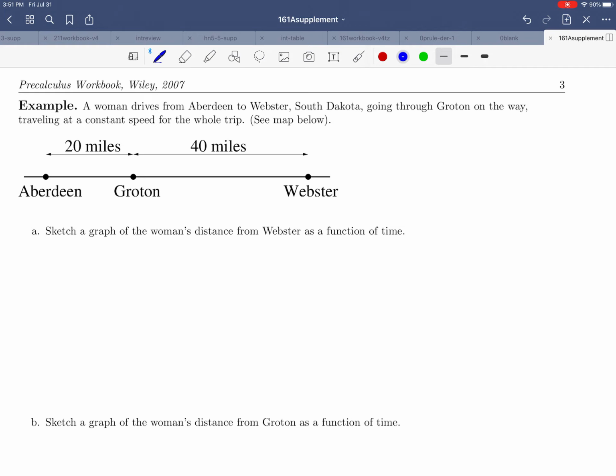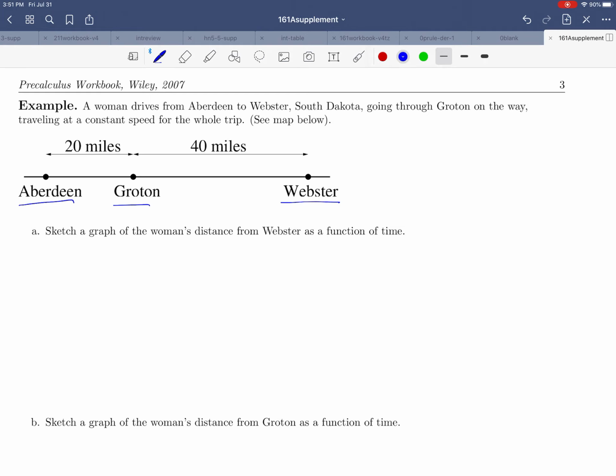We have a little map. Apparently there's a highway that goes from Aberdeen through Groton all the way to Webster. And it's 20 miles from Aberdeen to Groton, and it's 40 miles from Groton to Webster. We want to sketch a graph of the woman's distance from Webster as a function of time.